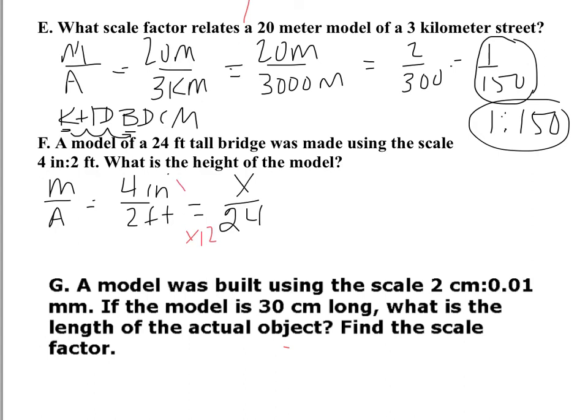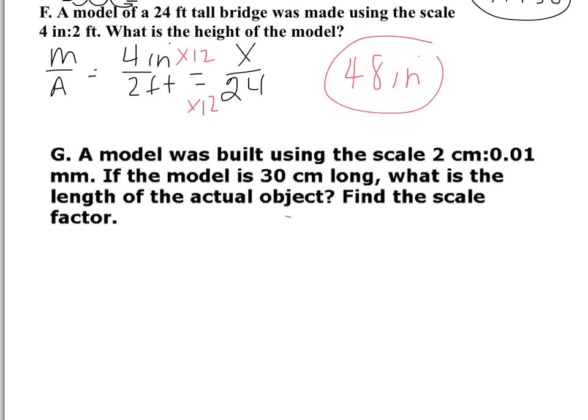You could have cross-multiplied if you wanted to, but if you don't want to do all that work, you can just multiply. 2 times 12 is 24. 4 times 12 is 48, so your answer is 48 inches. You could have also cross-multiplied 24 times 4 and divided that by 2 and gotten the exact same answer. Okay, letter G. A model was built using the scale 2 centimeters to 0.01 meters. If the model is 30 centimeters long, what is the length of the actual object? Find the scale factor. So I'm going to turn it off, and I'm going to have you try that one, and then we'll go over it together.